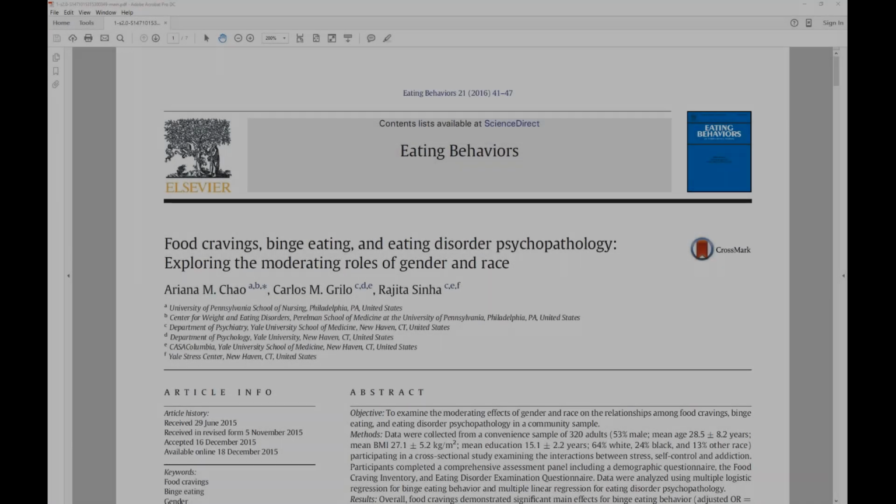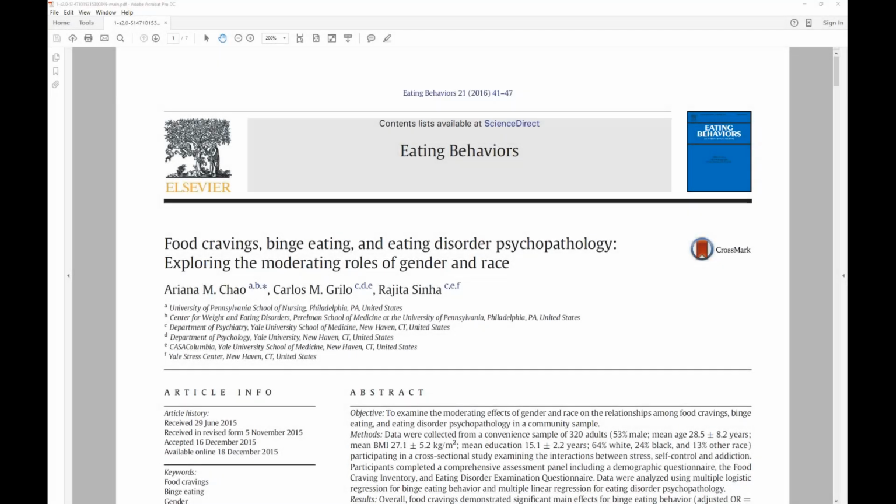In this session, we are going to talk about regression analysis when your outcome variable is ordered categorical and you want to do a logistic regression. The inspiration for the example I'm going to use is taken from this paper titled Food Cravings, Binge Eating and Eating Disorder Psychopathology, exploring the moderating roles of race and gender.